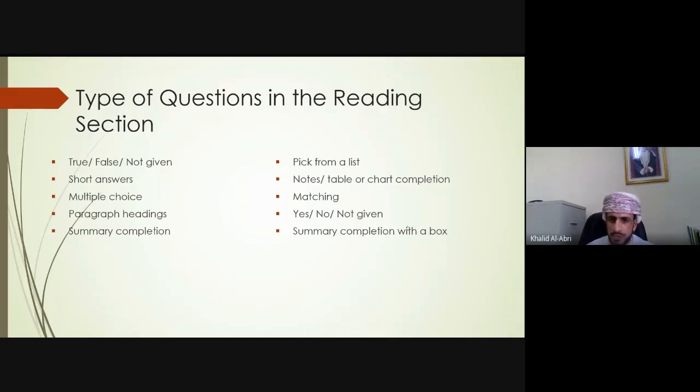And in this case, with the summary completion, you need to make use of the grammar clues. What is missing there? Is it a noun? Is it a verb, adjective, or is it a name of someone, a place, etc.? So you need to make use of the grammatical clues.